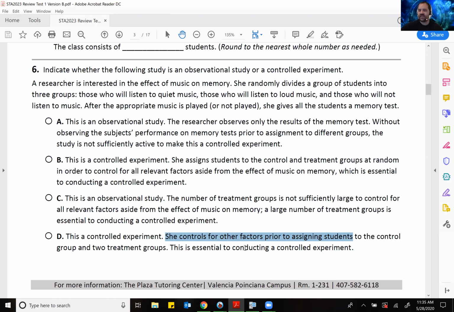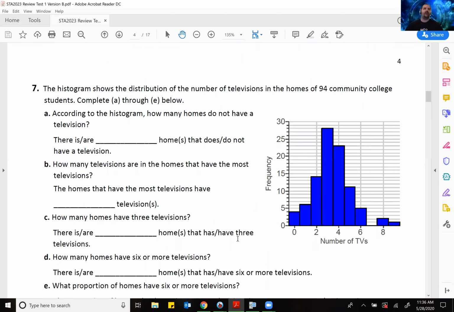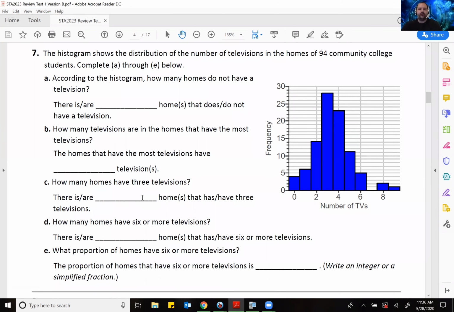So number 7 starts chapter 2. This is where we actually started diving into some of the capabilities of StatCrunch and your calculator and all that. So right here, we have a histogram that shows the number of televisions in the homes of 94 community college students. And we've got some questions to answer.